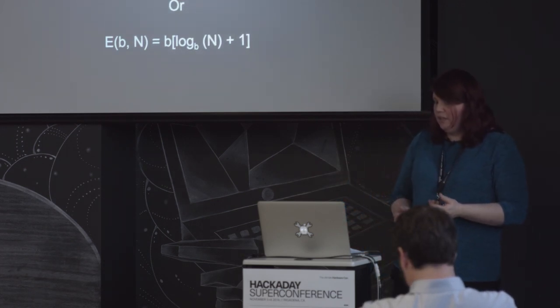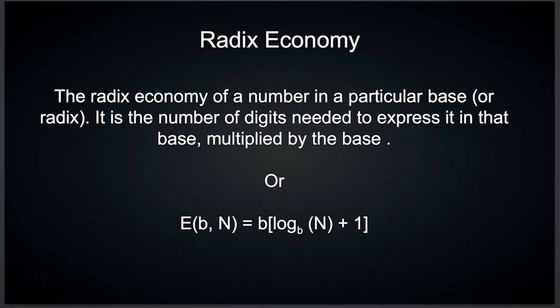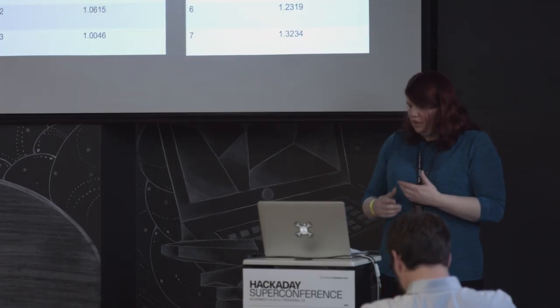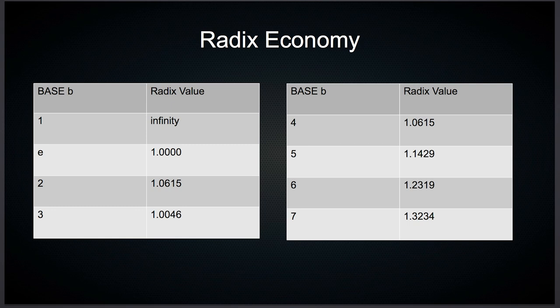Why did I select ternary? It's because it happens to be one of the most efficient bases to represent numbers. You basically are looking at something called radix economy. Radix economy is, in a particular base, how many digits you need to represent any number, and the formula is the number of digits needed multiplied by the base. The most efficient radix out there to represent any number is actually base e. Now, building a system with base e as your building block is kind of difficult. So I went with the next closest, which was base 3.